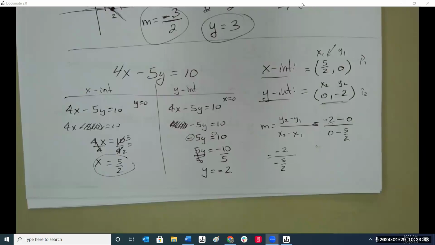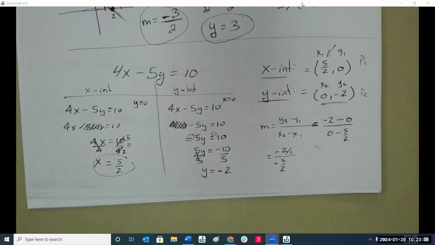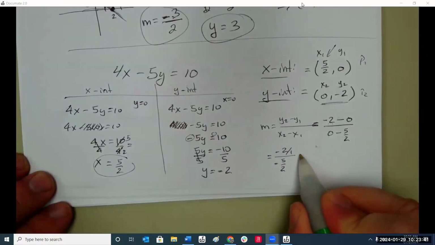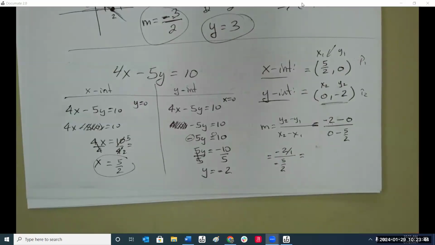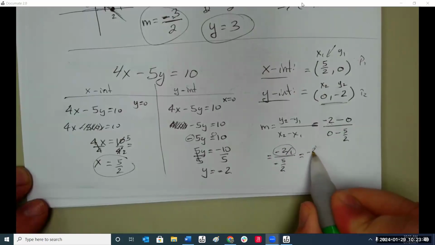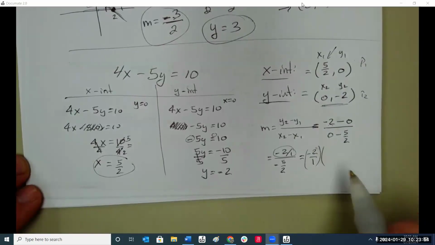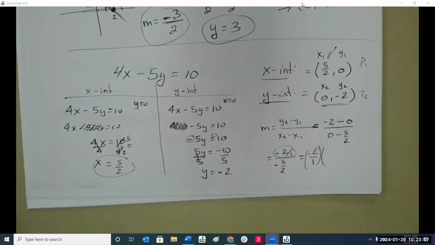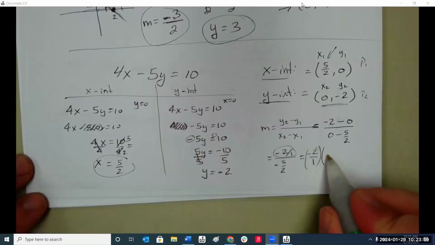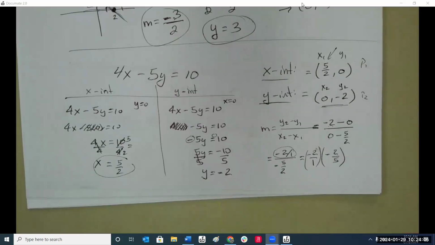Do we have a fraction over a fraction? Yes, because 2 is -2/1. Why is that important? Because whenever you have a fraction over a fraction, take the top fraction, which is -2/1, and multiply it by the flip of the bottom. So it's -2/5. It was -5/2 here, so it's -2/5.